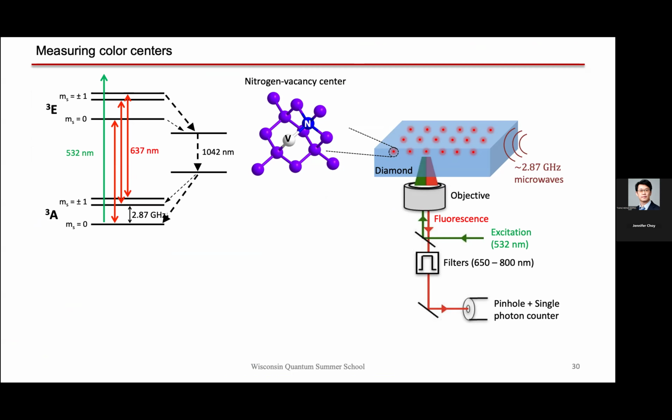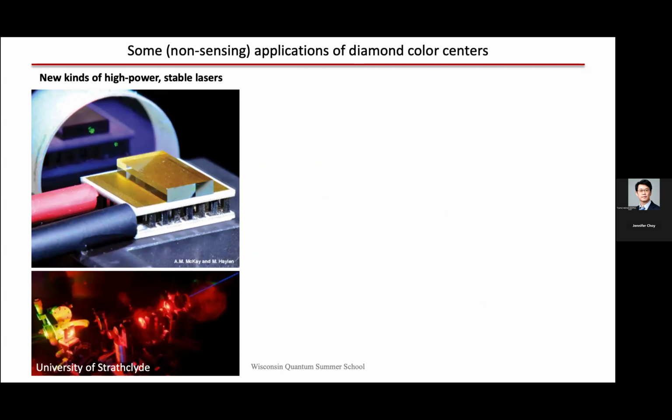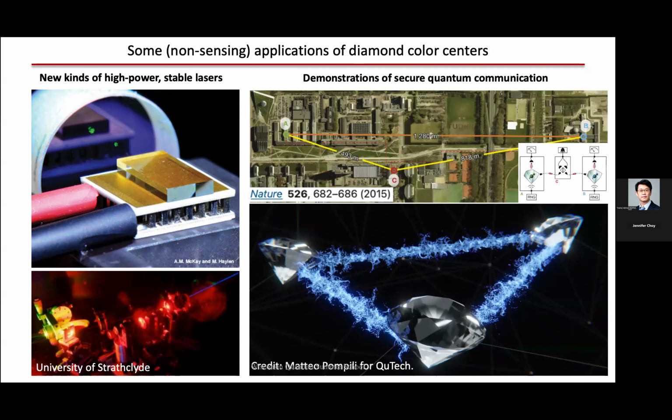Okay, so let me quickly get to the punchline of what you can do with it, because I'm running out of time and we're getting close to lunch. So some applications of this: these are non-sensing applications. You can make really nice high power stable lasers because diamond has excellent thermal conductivity. It is host to all these color centers. Wouldn't it be nice if you can manage to drive these coherently and make new types of lasers? That's one application. These types of emitters are quantum emitters, right?